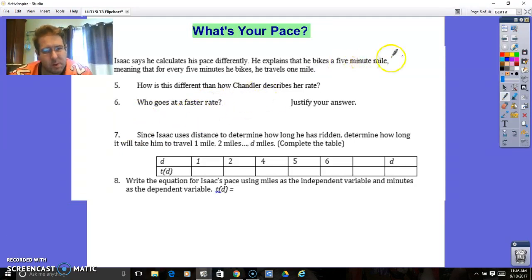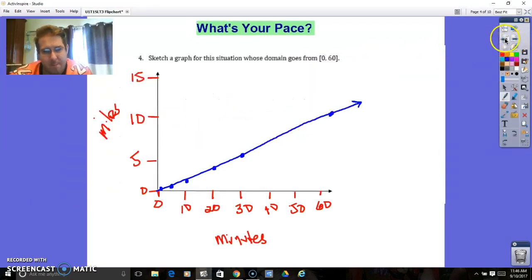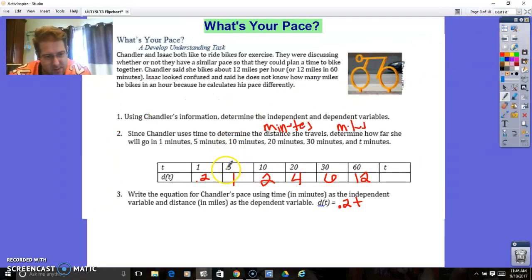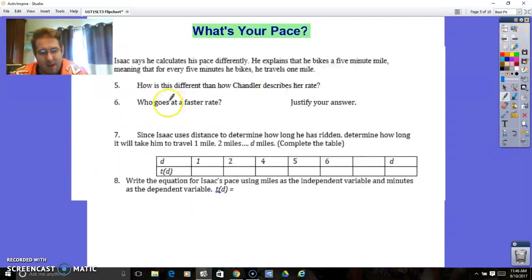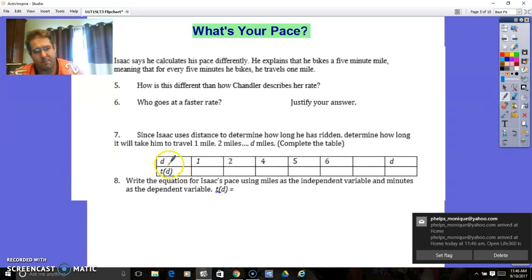So we actually know that these two are going to be exactly the same, because a 5-minute mile, if you go back to the table here, this was 5 minutes, 1 mile. So I know that they are going exactly the same speed because they actually have the same data point on the table, a 5-minute mile. So now in this case, remember we're talking about this in reverse.